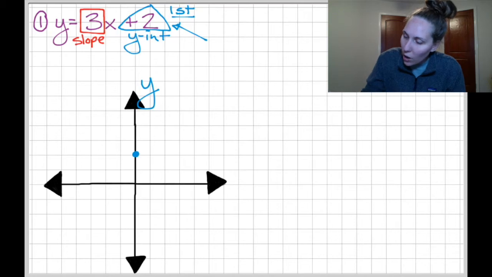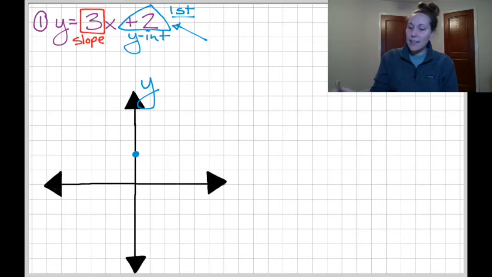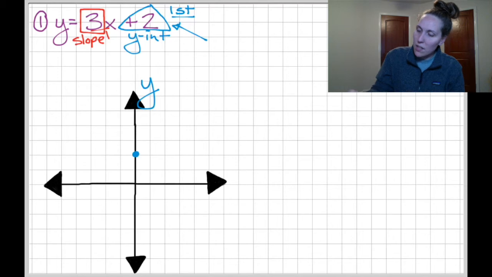So now our slope always needs to be a fraction. Here it's just a 3. But again, we've learned that anytime we have a whole number, it's the same as that number over 1. So this 3 is really the same as 3 over 1. Our slope is always rise over run.